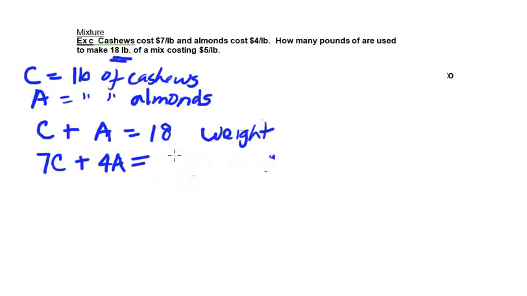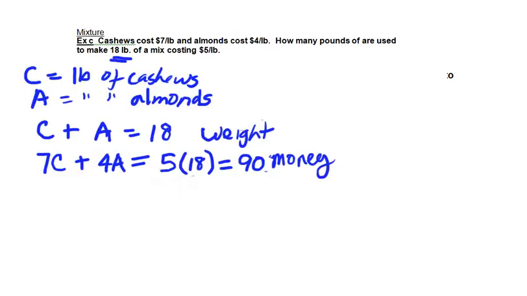And some people are tempted to say that that's just equal to $5, but the mix is $5 per pound, and then we have to realize that there's 18 pounds of that mix. So the total money value for the mix is going to be 5 times 18, and that'll give us a total of $90 that the mix is worth.